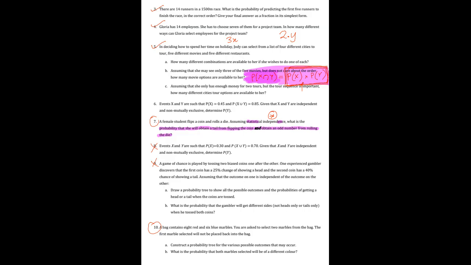So it says to you, the female had flipped a coin and she rolled a dice. They want to know the probability that she will obtain, let me clear here, she will obtain a tail when she flips the coin. And we need to first identify what's the probability that she will land on a tail. So here, when you toss a coin, there are only two sides. So there's a 50% chance that you will land on tails.